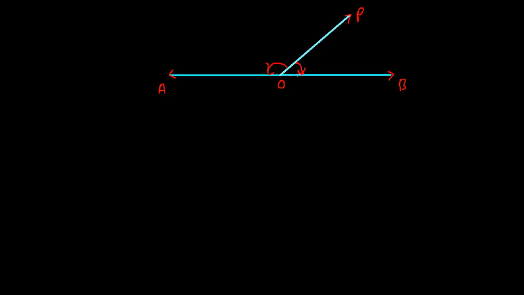So let me make a figure here. This is my point O, and this is A and this is B. These are opposite rays. Here I have two adjacent angles, POA and POB. I need to show that angle AOP plus angle BOP is equal to 180 degrees. Now I'm going to show how the linear pair angles are supplementary, or how they form 180 degrees. For that I need to do a little construction.